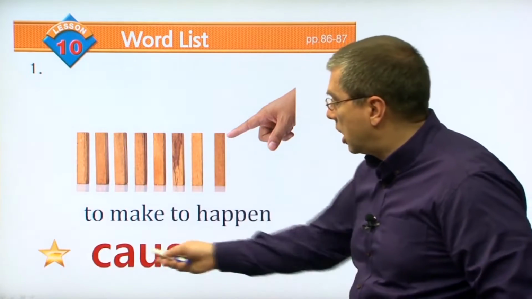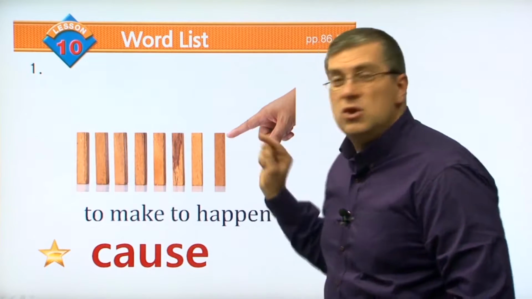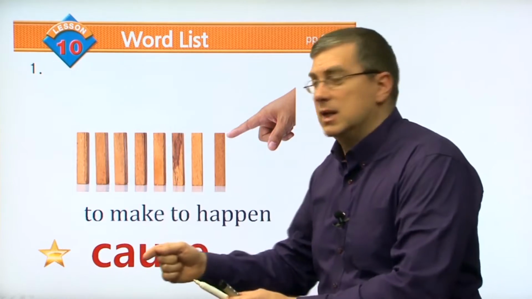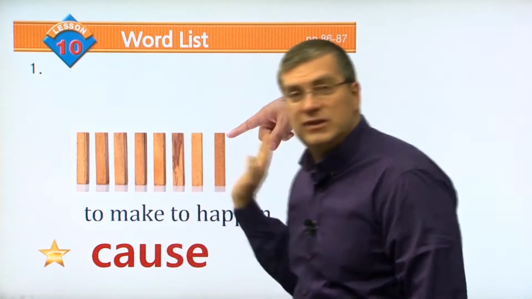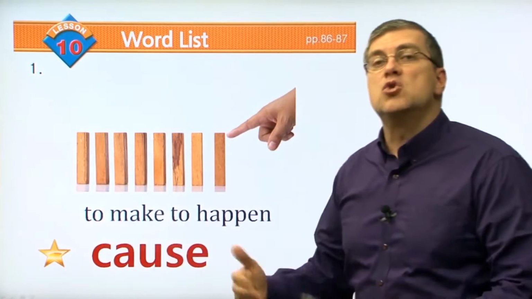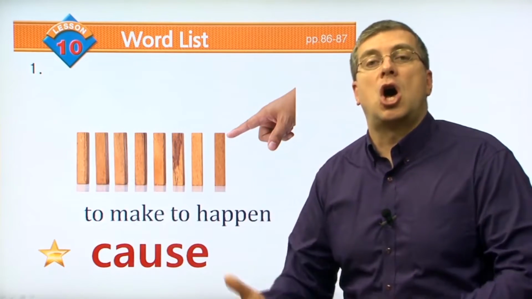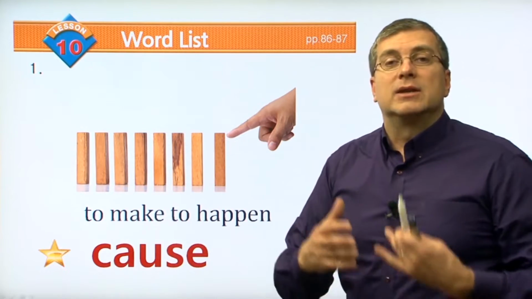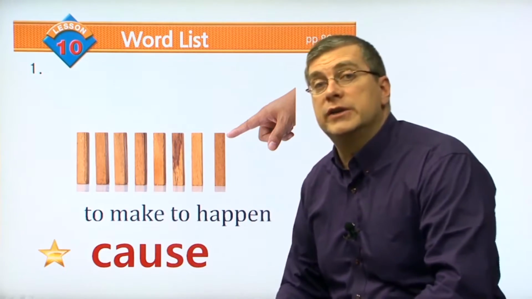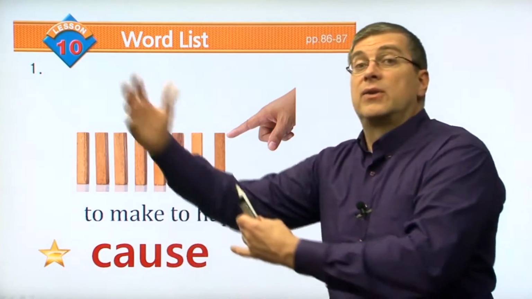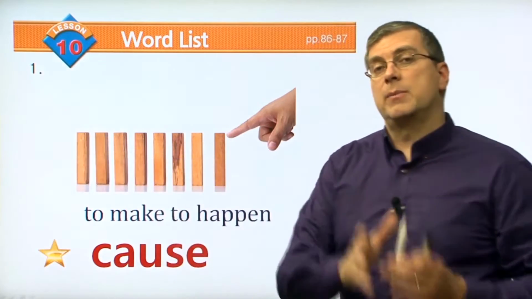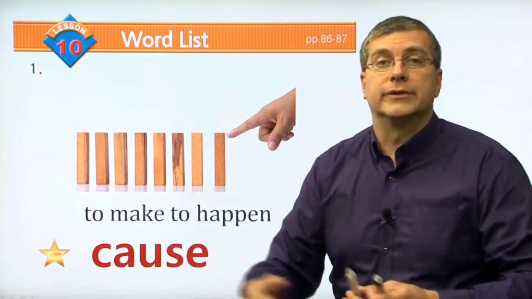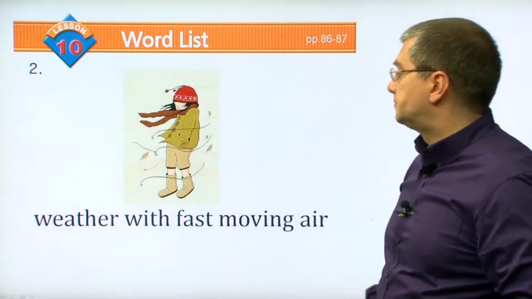To cause. So if you cause something, that means you made it happen. If you cause all of these to fall down, right, you made it happen. To cause something to happen. The tornado caused the car to fly away. Okay, so something makes another thing happen. To cause. Okay, next word.